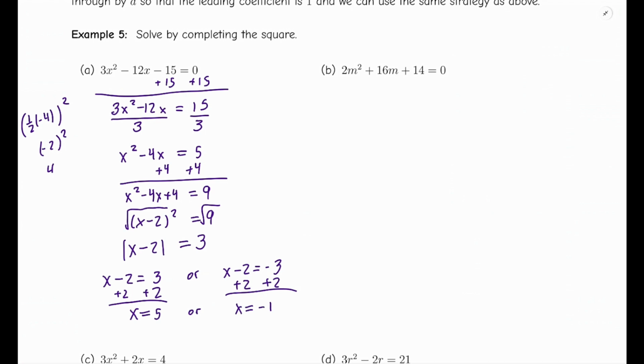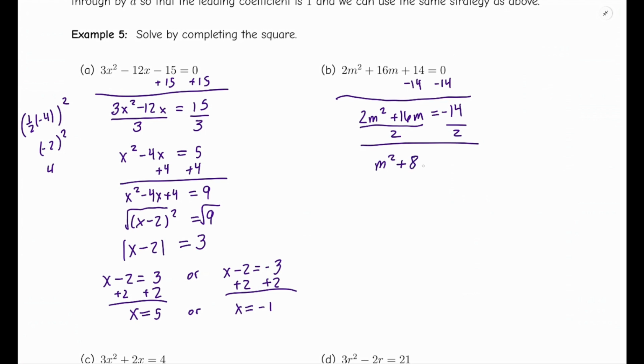Part B. So following the same steps, subtract that 14 first, because you want the constant on the other side. And then divide by that leading coefficient of 2, and that gives us the equation m squared plus 8m is equal to negative 7. So now I need to take half of 8 squared, which is 4 squared, or 16. So I'm going to add 16 to both sides of this equation.